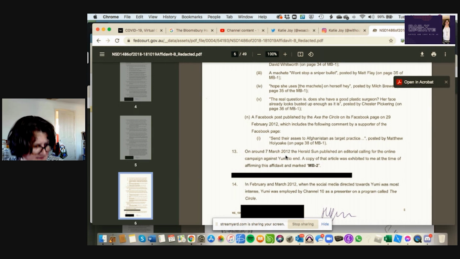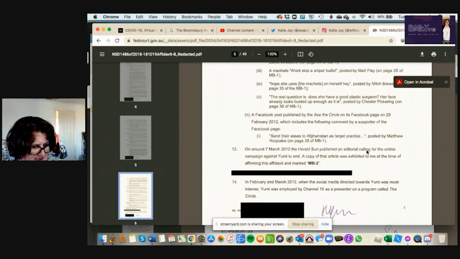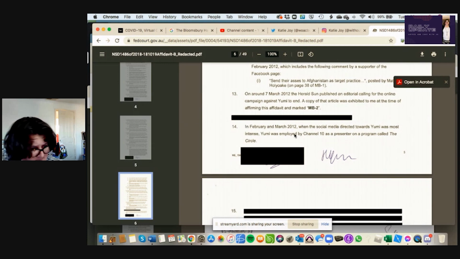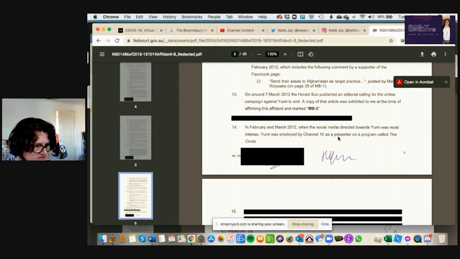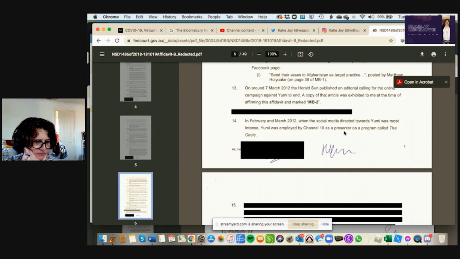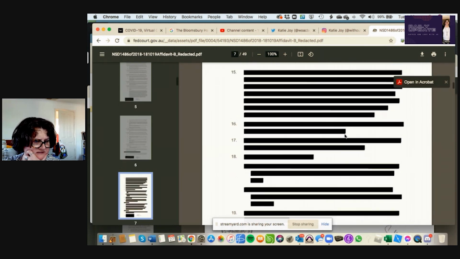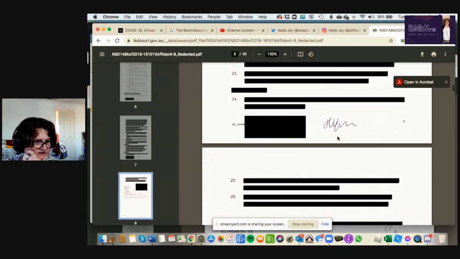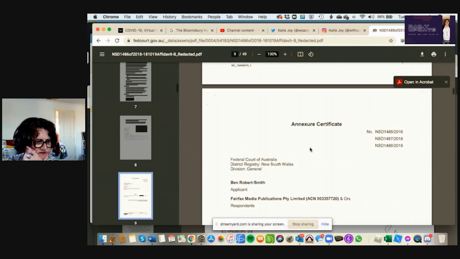Around the 7th of March 2012, the Herald Sun published an editorial calling for the online campaign against Yumi to end. A copy of that article was exhibited to me at the time of affirming this affidavit. We've got redacted. In February and March 2012, the social media directed towards Yumi was the most intense. She was employed by Channel 10 as a presenter in the program called Circle. So we've got redacted. Look at that. So that's all been redacted. So a lot of that's been redacted.